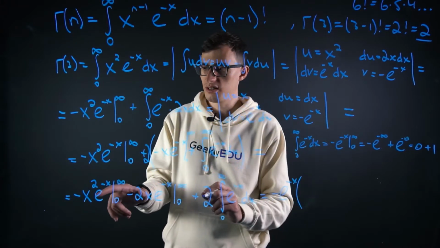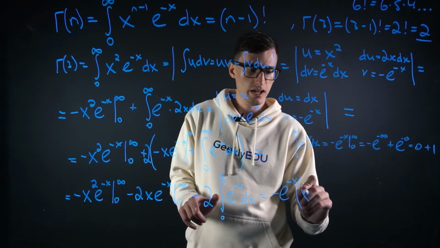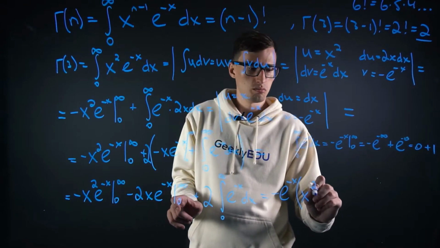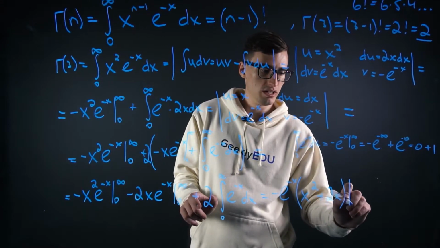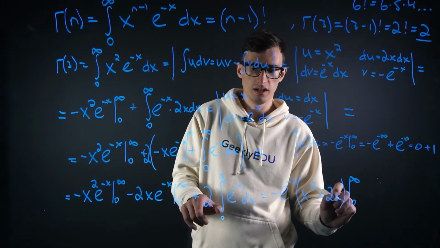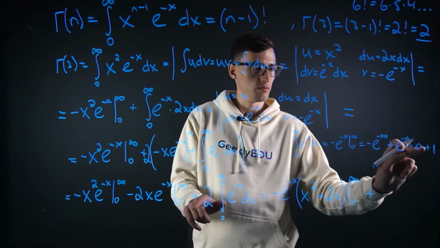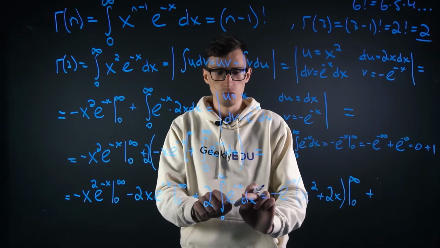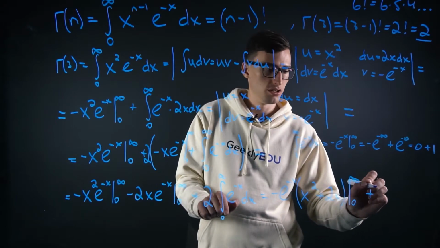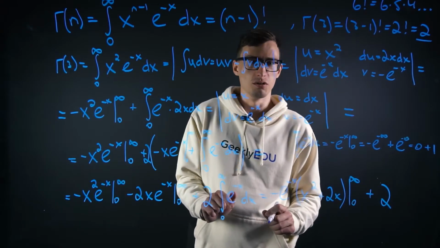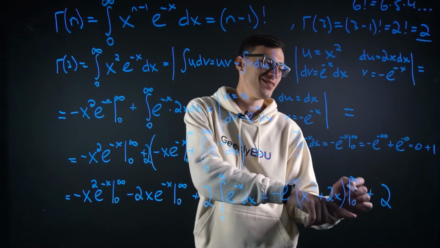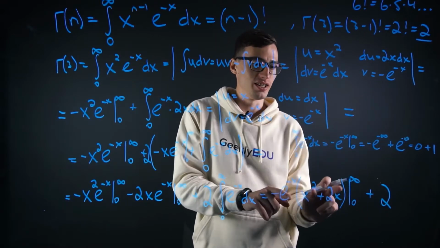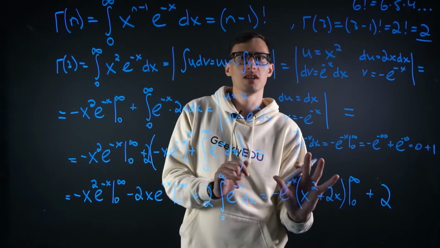Let's factor that out. So we have minus e to the minus x, we open the parenthesis. What do we have? We have x squared plus 2x. This whole mess is from 0 to infinity. And then plus, we know that this integral is 1, but we multiply it by 2, so plus 2. Now you can probably tell where this is going. We already have the 2 here, which is what we wanted initially. So that must mean this mess must equal 0.